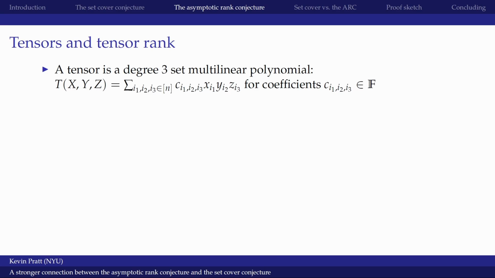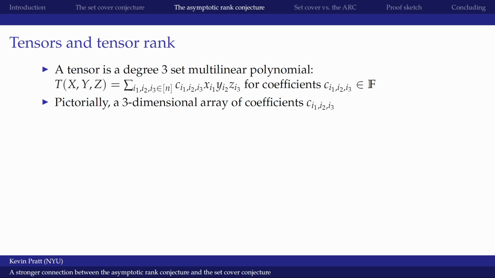For our purposes, a tensor is just a degree 3 polynomial in 3 sets of variables, so x variables, y variables, and z variables, where every monomial is a product of one variable from each of these 3 sets. So it's a set multilinear polynomial. It turns out that the field we work over is not important in this talk, so for simplicity, you might as well just imagine it's the rationals.